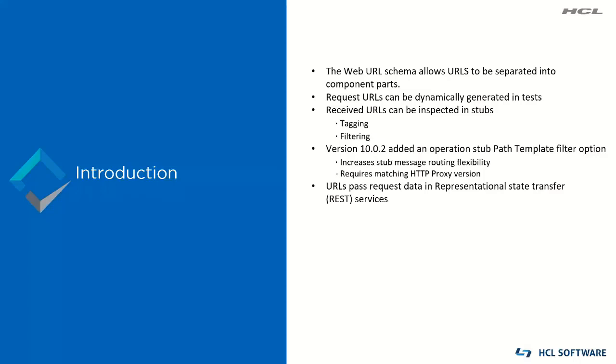I'm not going to go massive on slides, it will mostly be a demo. One thing I will also show you is that in 10.0.2 we added an additional feature called path template filtering in the stub portion of an operation. This gives you additional flexibility when you're trying to route messages to your various stubs.